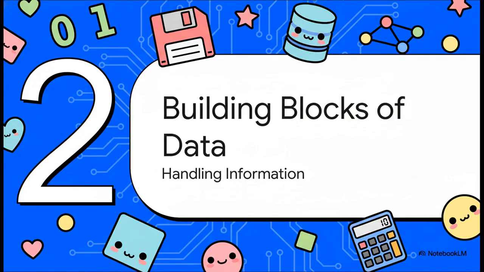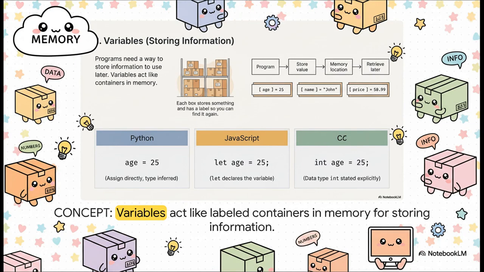First up, let's talk about the absolute foundation, the building blocks of data. I mean, every single program, whether it's a tiny calculator app or a giant social network, has to deal with information. So how does that actually work under the hood? Well, it all starts with something called a variable. And honestly, the best way to think about a variable is just as a labeled box. You give the box a name, say age, and then you stick some information inside it, like the number 25. That's it. That's how a program remembers stuff so it can use it later on.